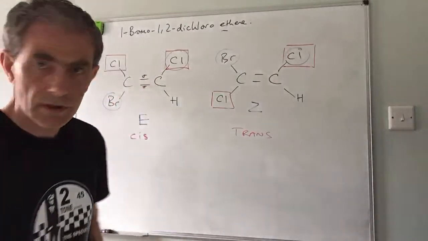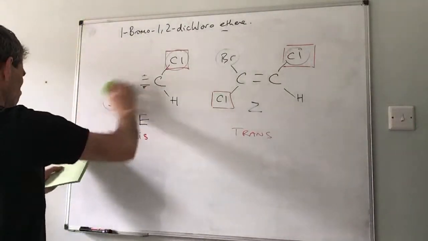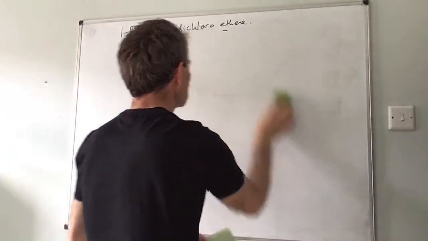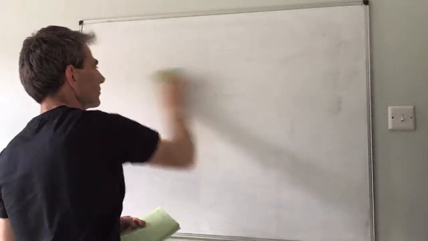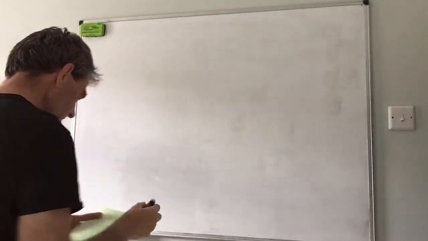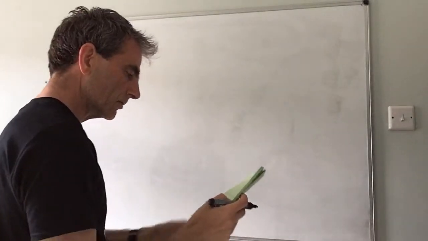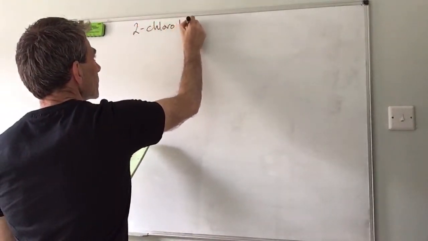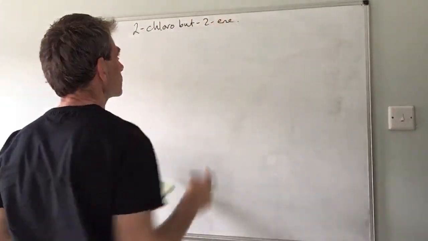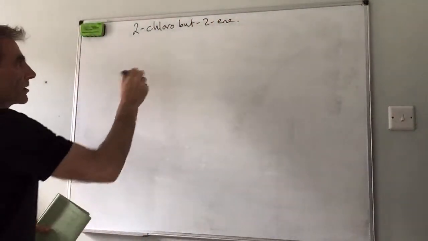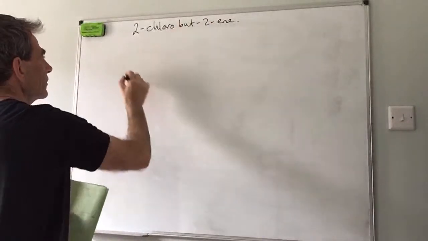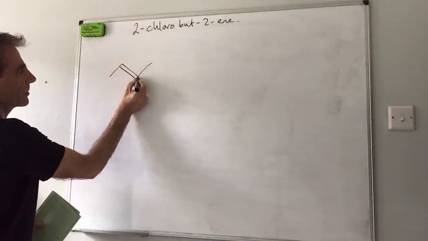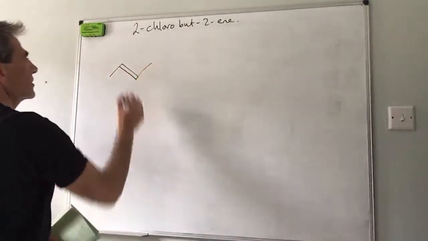Okay, let's do one more. The next one I've got is 2-chlorobutene. So let's just do the skeletal formula. Butene first: 1, 2, 3, 4. Okay, so that's butene. 2-chloro.